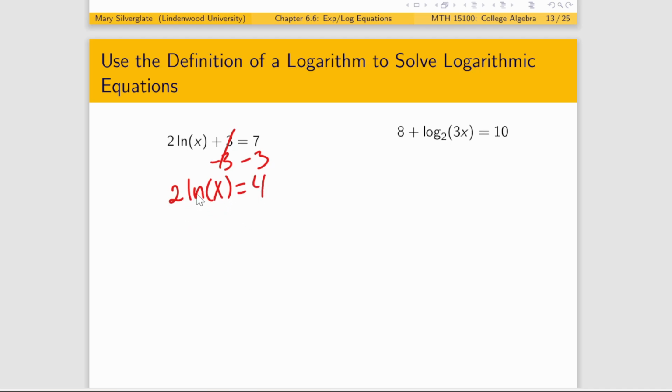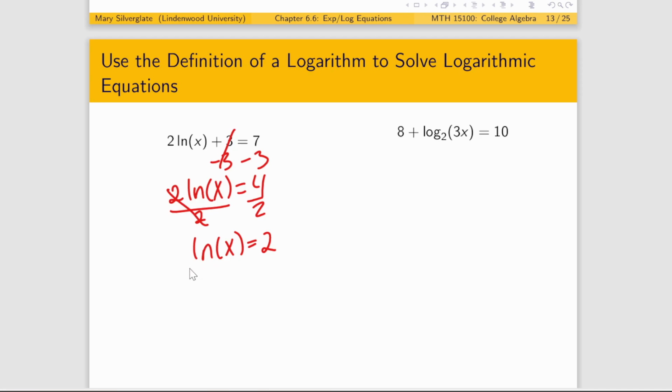And then as my next step, while I could be thinking, oh, I could employ the power rule and move the squared in here, you'll find yourself getting some extraneous solutions if you do that. So I actually don't recommend doing that. Instead, I would just divide both sides by 2, and you'll be left with the natural log of x is equal to 2. And now you're ready to employ the definition of a log.